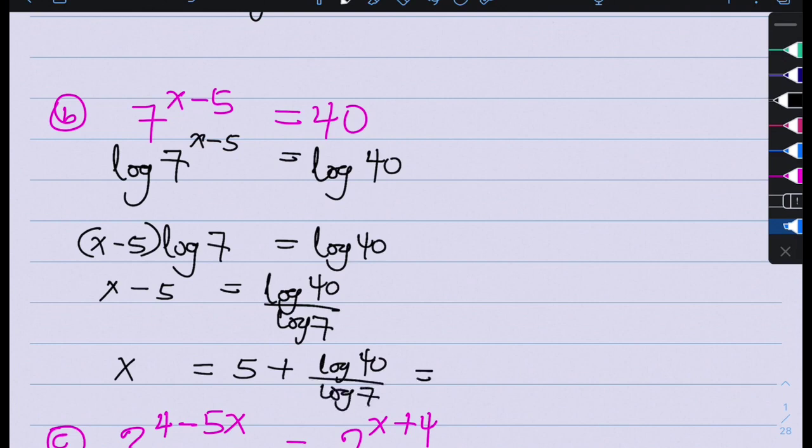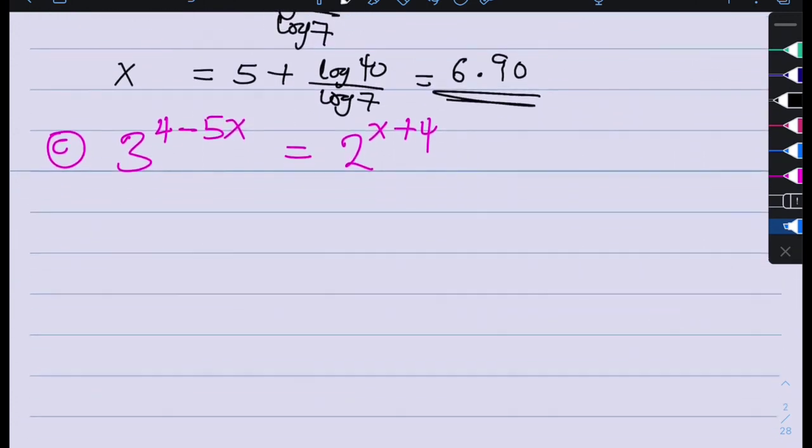All right, now what will the calculator tell us? So you have 5 plus, put the whole thing on the calculator to be free. So 5 plus log 40 over log 7. And the calculator tells us that our answer is 6.90. Okay, 3 significant figures. So that is the plan. Now let's look at this third example.